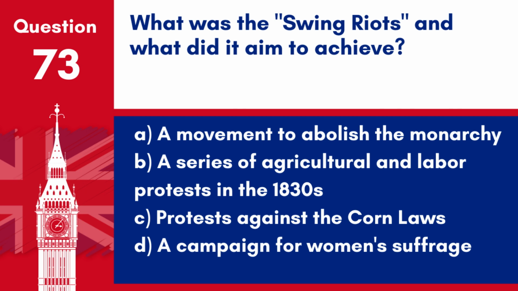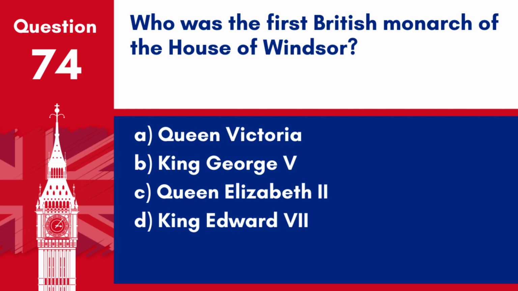Answer B. A series of agricultural and labour protests in the 1830s. The Swing Riots were a widespread uprising by agricultural workers in southern and eastern England, protesting against agricultural mechanisation and poor conditions. Question 74. Who was the first British monarch of the House of Windsor?